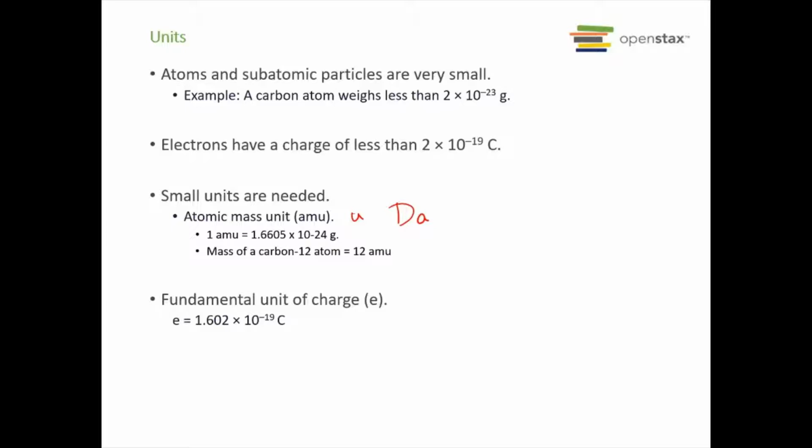Okay, so 1 AMU is equal to 1.6605 times 10 to the negative 24th gram. So it's basically the mass of a proton, or the mass of a neutron. So the mass of a carbon-12 atom is 12 AMU. And the fundamental unit of charge, aka e, 1 e is equal to 1.602 times 10 to the negative 19th coulomb. So now we have our atomic level measurements.